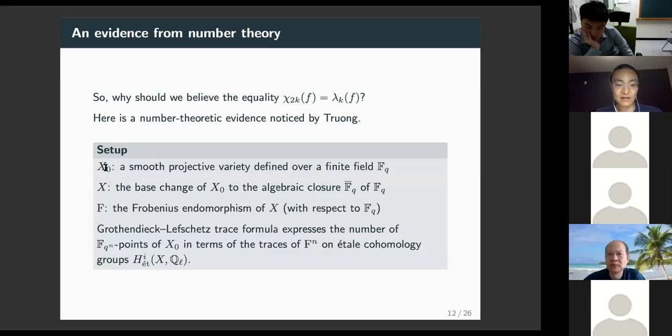Suppose X0 is a smooth projective variety defined over some finite field F_q, and we let X be the base change of X0 to the algebraic closure F_q bar, and let F be the Frobenius endomorphism of X with respect to F_q, the defining field. And then the Grothendieck-Lefschetz trace formula. Using this formula, we can express the number of F_q^n points of X0 in terms of the traces of the pullback of F^n on the etale cohomology group H^i.